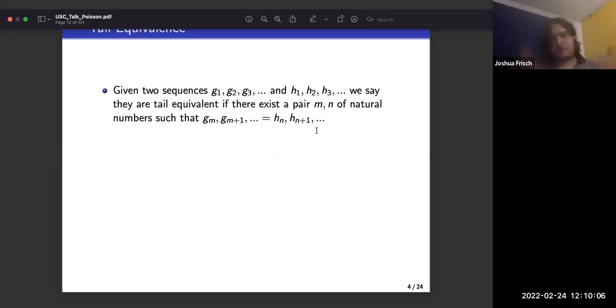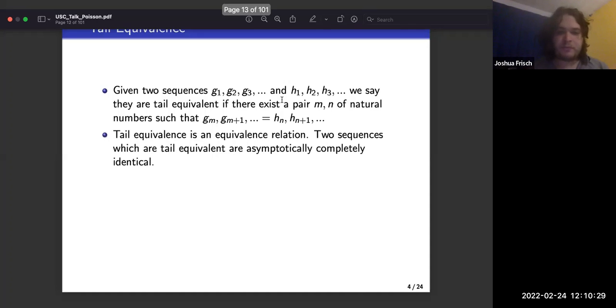And anything that I think deserves the name asymptotic should only depend on these pieces of data, right? If I give you two sequences and they disagree in finitely many spots, or eventually they're the same but one starts maybe a few time steps later, I would totally consider these the same thing asymptotically. And tail equivalence is well named. It's an equivalence relation. Two sequences which are tail equivalent are asymptotically going to look completely the same.